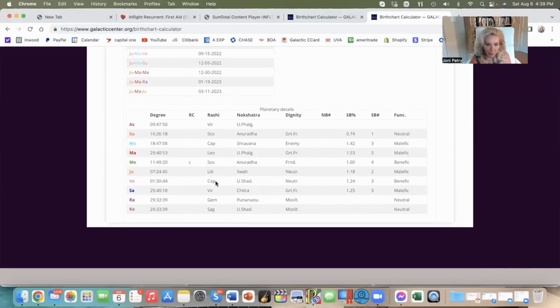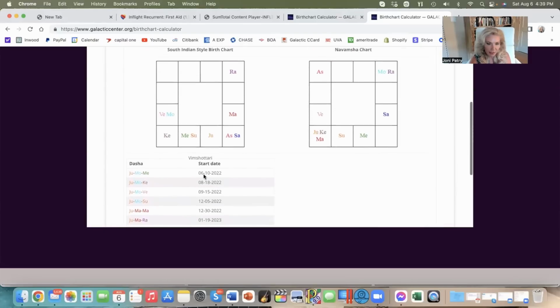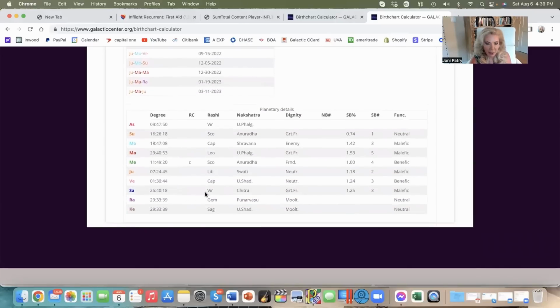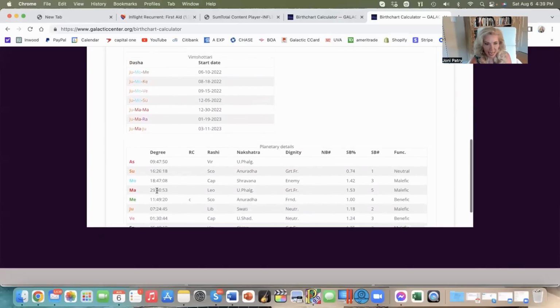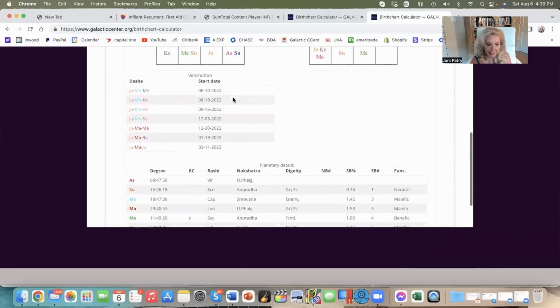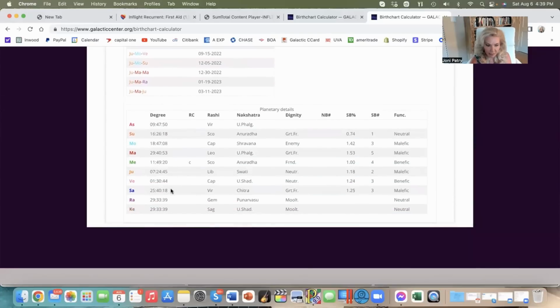Venus is in Capricorn, 1 degree. Let's see. Where is Venus from the ascendant? 1, 2, 3, 4, 5. Venus sits in the 5th house, and so does the moon. Okay. Let's go back here. Saturn's in Virgo. What house does Saturn sit in? The 1st house, because it's here with the ascendant. And it sits at 25 degrees and 40 minutes.